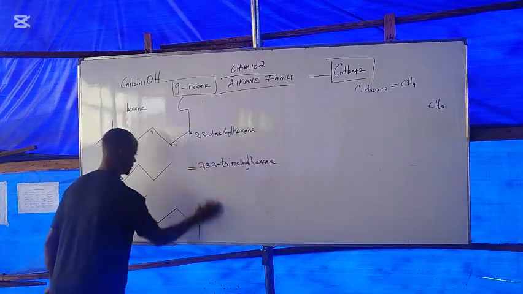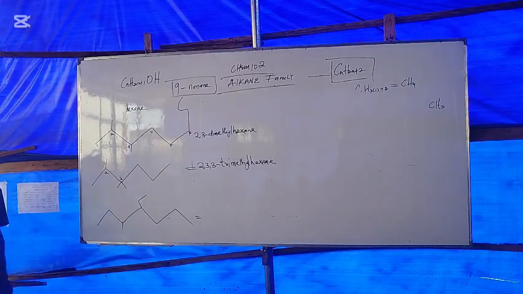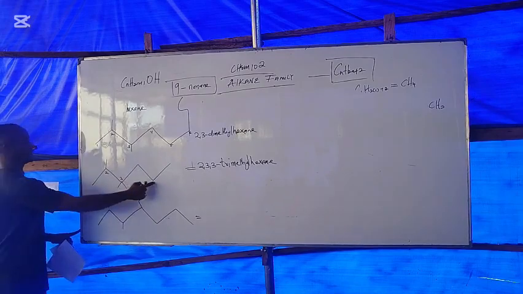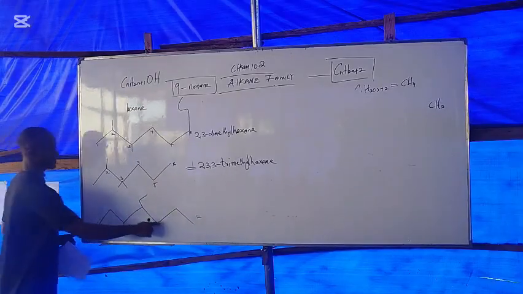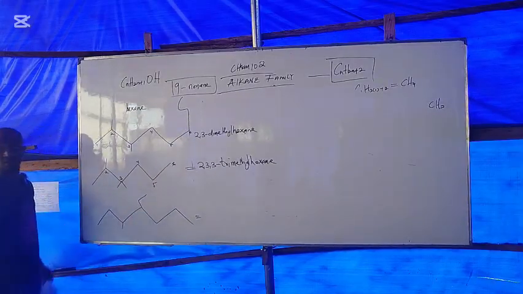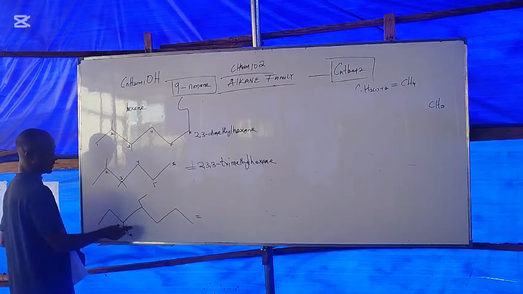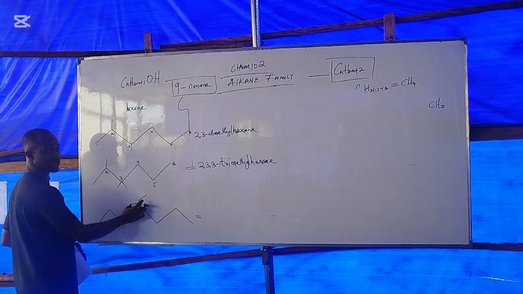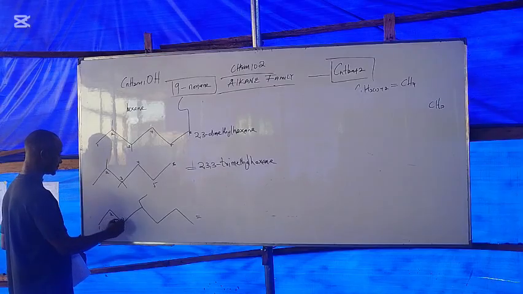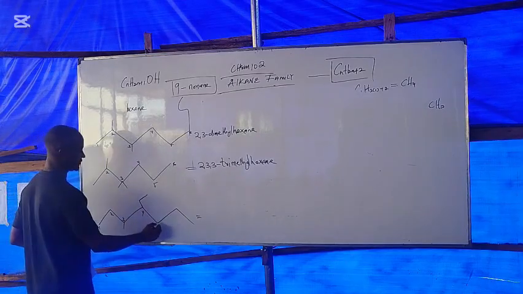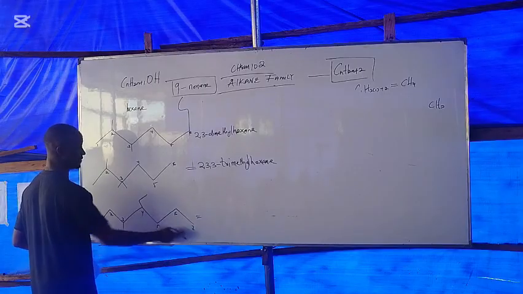What about this? It is hexane. 1, 2, 3, 4, 5, 6. 1, 2, 3, 4, 5, 6, 7. This is 7, right? So let's count it. 1, 2, 3, right? This is methyl. This is what? Ethyl. So which becomes first? Ethyl. But let's look at 1, 2, 3, 4, 5, 6, 7. 1, 2, 3, 4. Even from here, it's still 4.